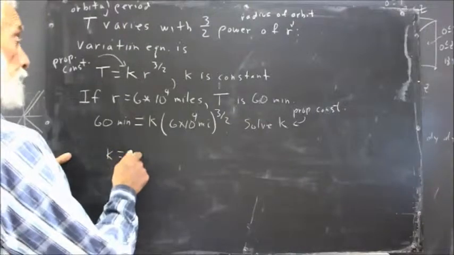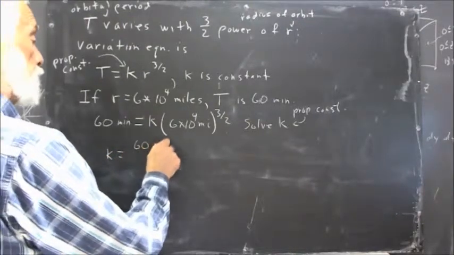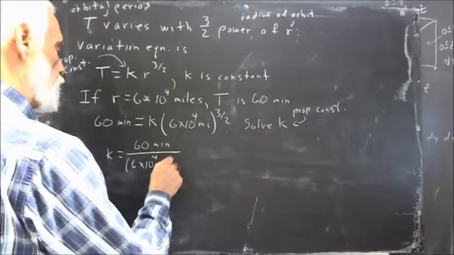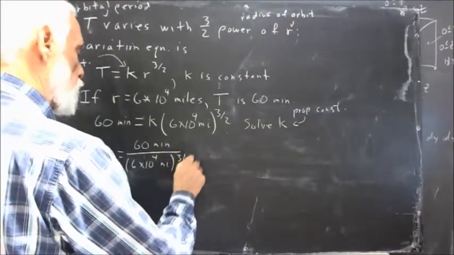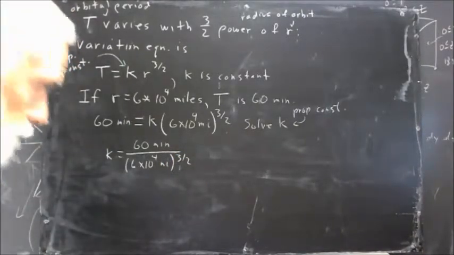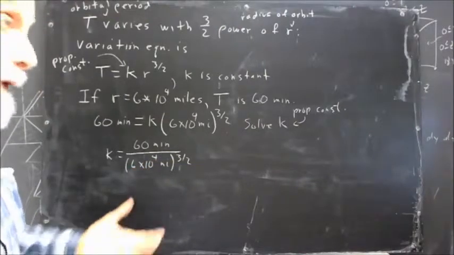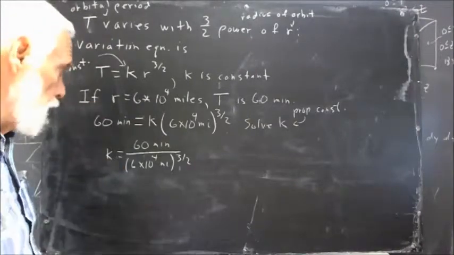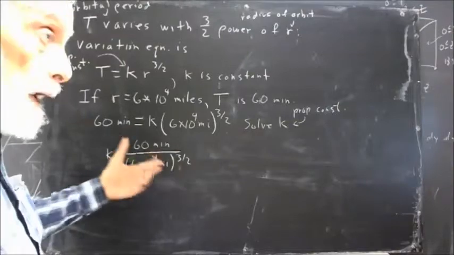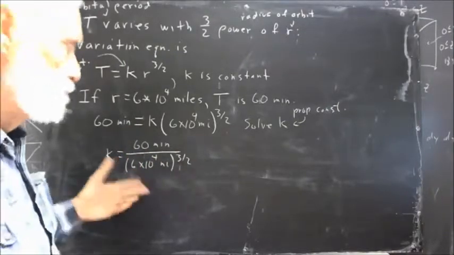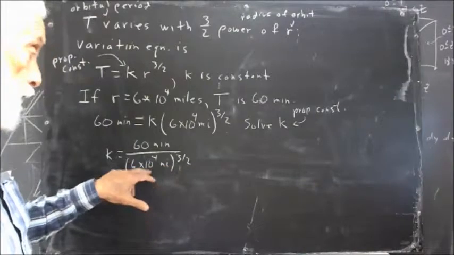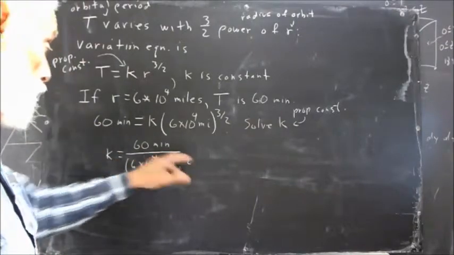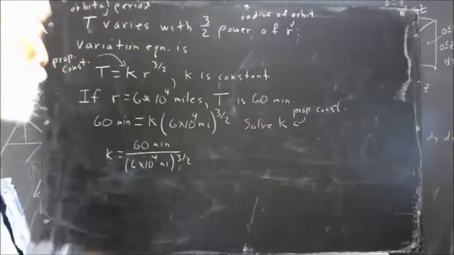We get k equals 60 minutes divided by 6 times 10 to the 4th miles to the 3/2 power. Now, how do you calculate a 3/2 power? This is one of the places where it's perfectly legitimate to use a calculator. I don't like to use a calculator. I like to keep my brain functional. 10 to the 4th to the 3/2 is 10 to the 6th, and that's easy to obtain just by the laws of exponents. It's 10 to the 4 times 3/2, and you should be able to do 4 times 3/2 in your head.